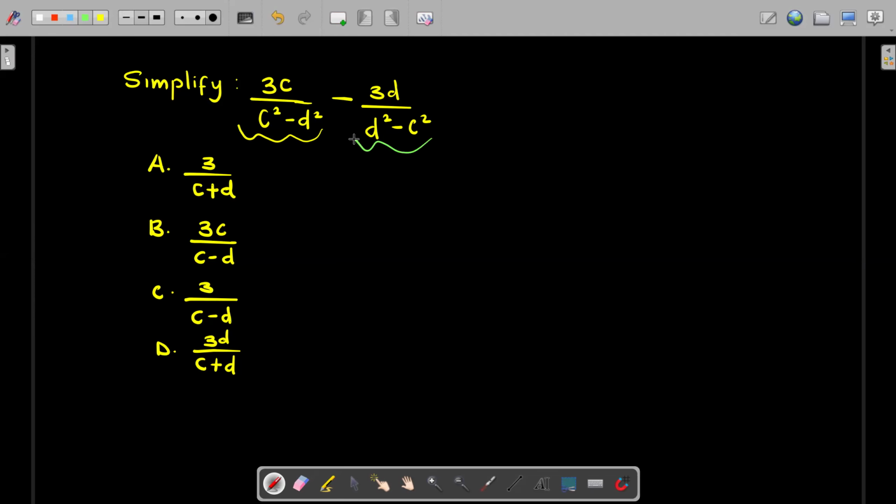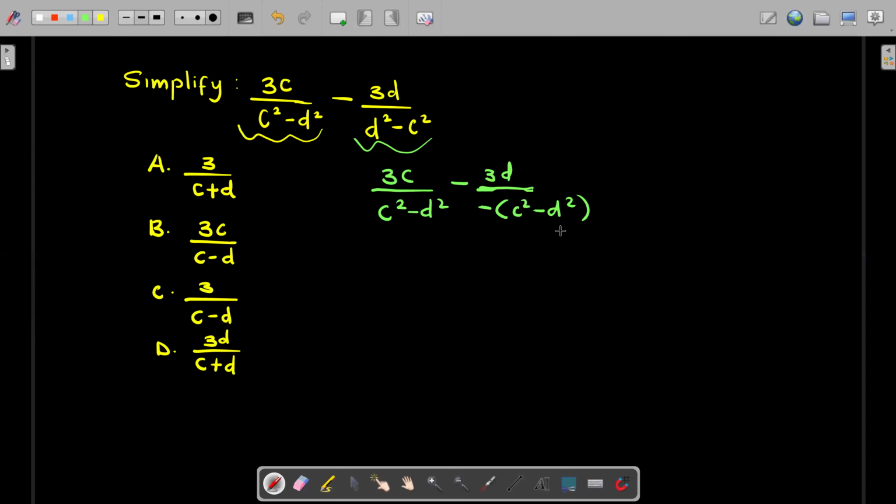So in that case, a good way to start is to rewrite one of these expressions. So let's just rewrite the second one here. This d squared minus c squared can be written as 3c all over c squared minus d squared, minus 3d all over the negative of c squared minus d squared.